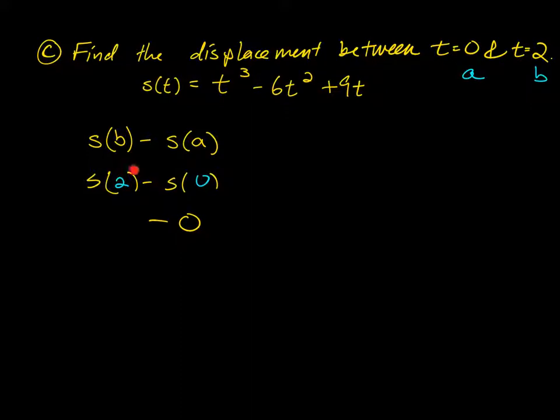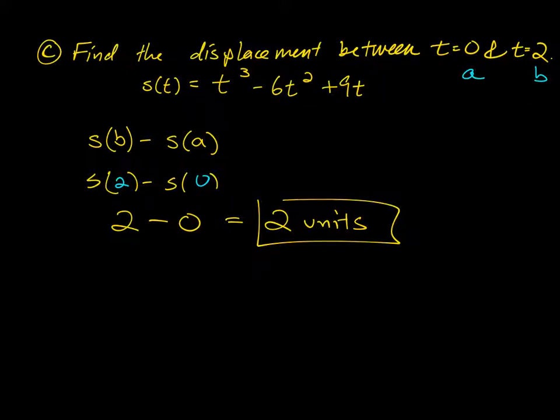And if you substitute 2 in for all t values here, you'll end up with a value left over of 2. That is completely coincidental that you substitute in a 2 and you get a 2 back, and you substitute in a 0 and you get a 0 back. 100% coincidental. Anyway, the displacement here is 2 units.